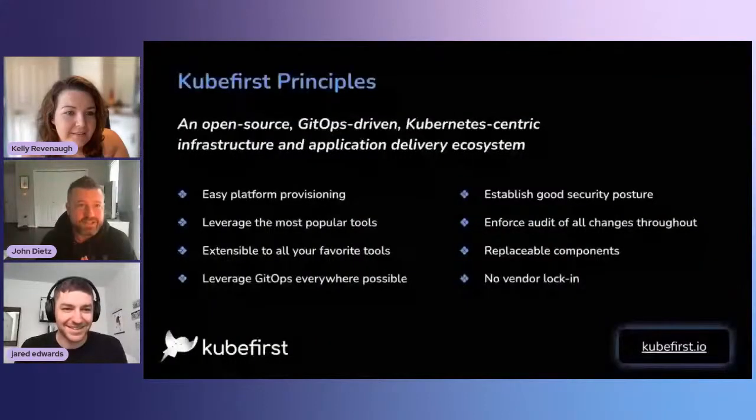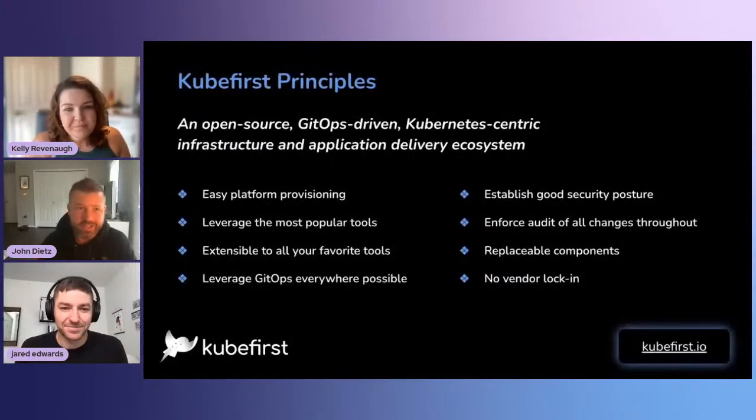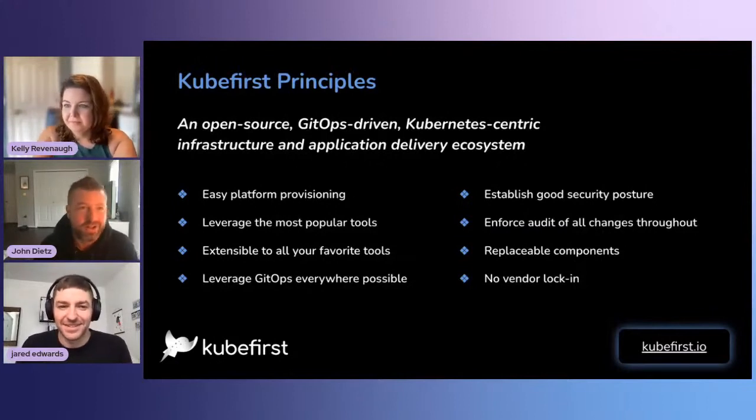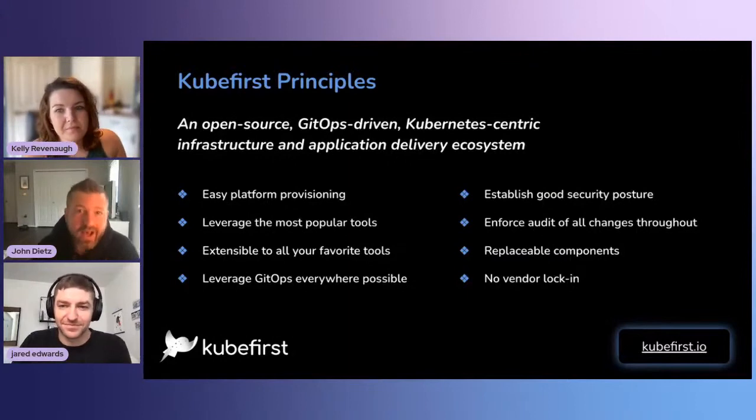A good idea to start, since it's probably an introduction of Kubefirst to a lot of you, is to break down some of the Kubefirst principles. It's a very wide platform with a lot of pieces, so it's good to put it all on the table as to what it is that we're trying to accomplish. So Kubefirst is an open source, GitOps-driven, Kubernetes-centric infrastructure and application delivery ecosystem. That is a mouthful.